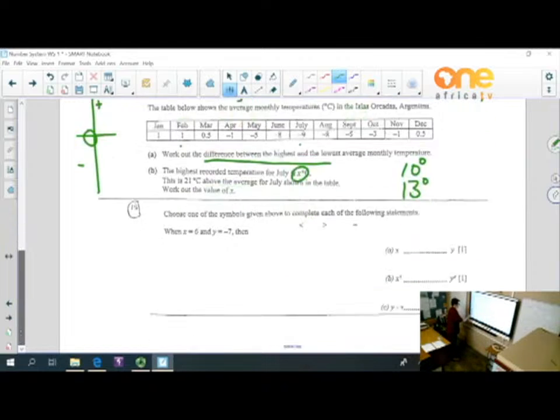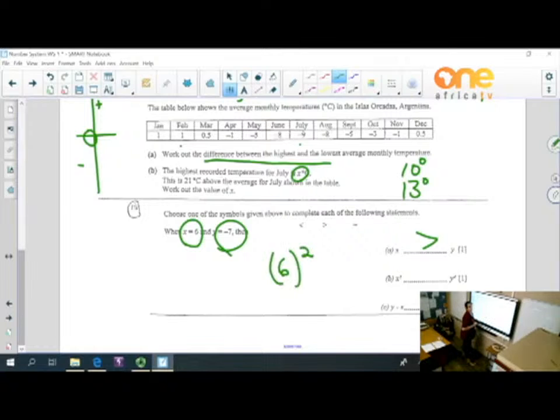Question 15. Choose one of the symbols given above to complete the statements. And now we've got X is 6, Y is -7. So obviously X is more than Y. 6 is more than -7. But now here we have to square them. So it is 6 squared.